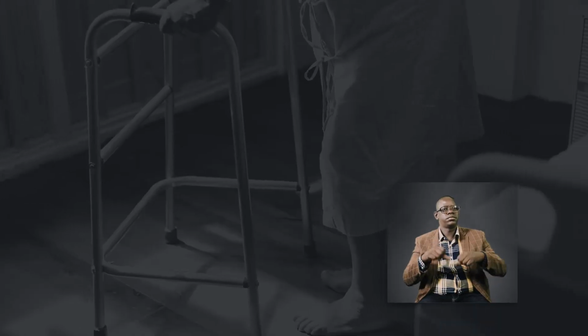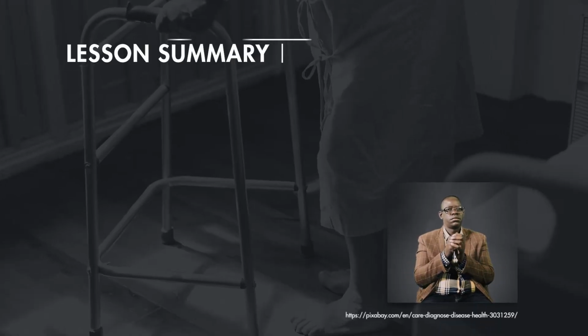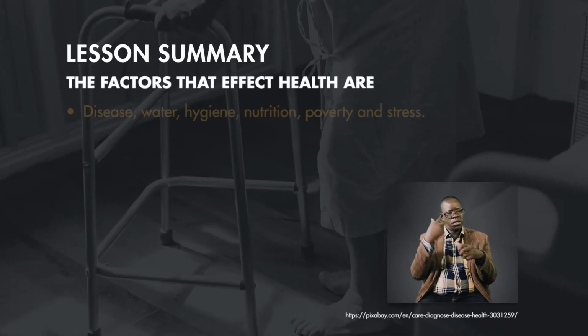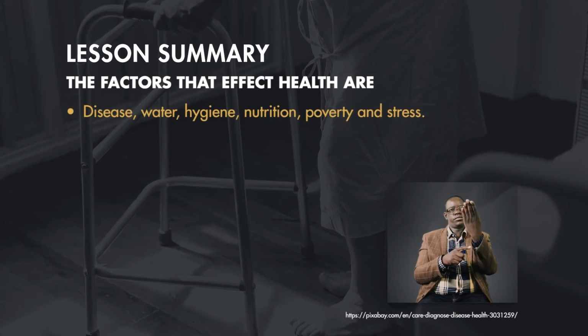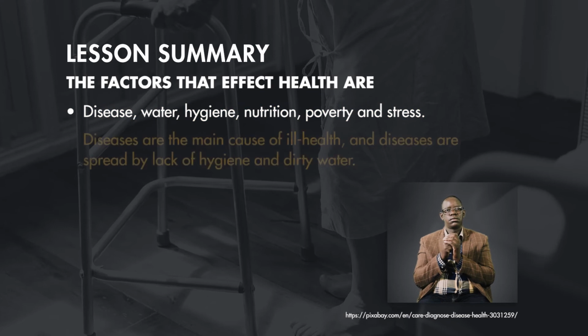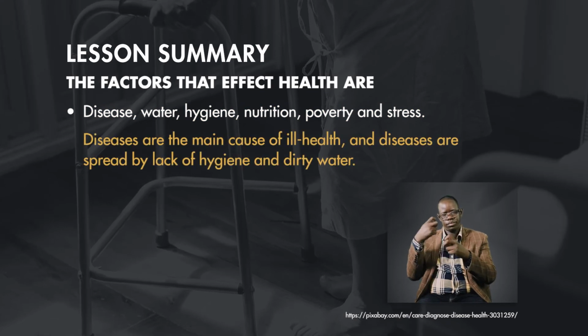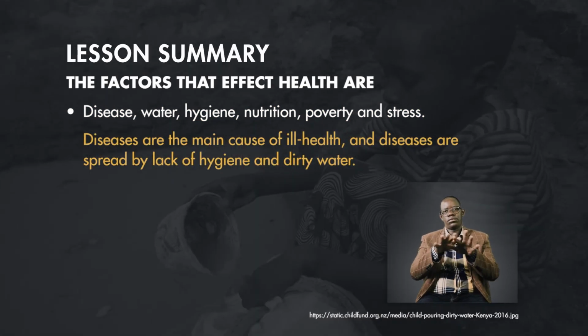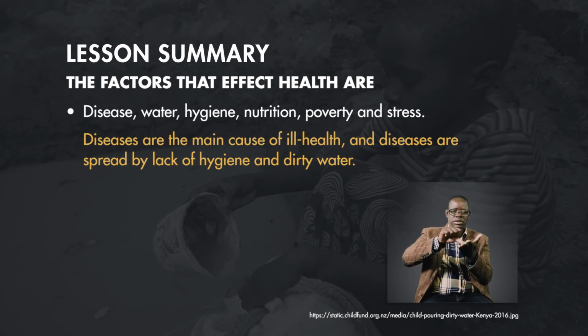Viewers, I hope you have enjoyed our lesson presentation on factors affecting health. Now, before we say goodbye, we must highlight a few points about the factors affecting health. The factors that affect health are disease, water, hygiene, nutrition, poverty, and stress. Diseases are the main cause of ill health, and diseases are spread by lack of hygiene and dirty water.